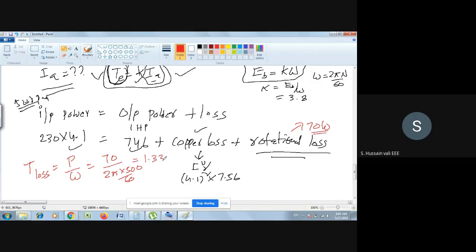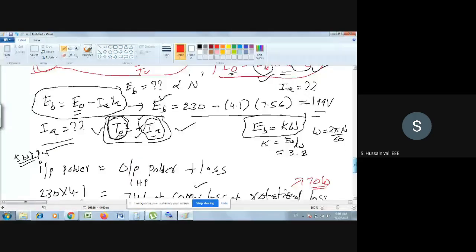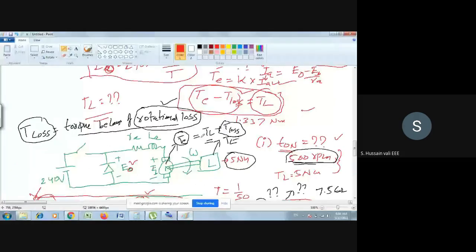So we got it. Now we will go back to that equation: TE is equal to TL plus T loss. What is TL? 5 Newton meter. What is T loss? We found 1.336 or 1.337. So we got the TE value.